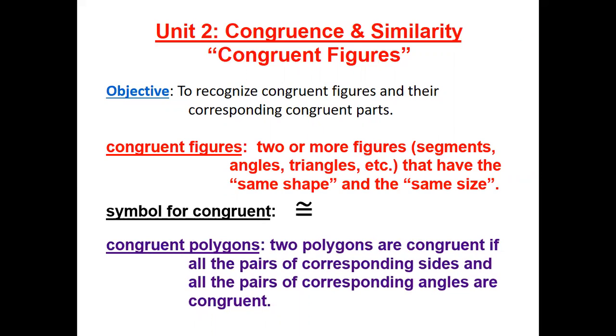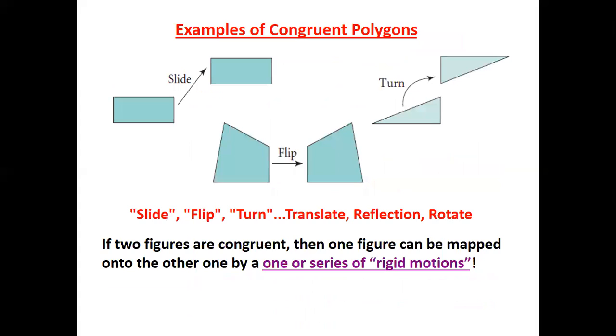Congruent polygons. Two polygons are congruent if all the pairs of corresponding sides and all the pairs of corresponding angles are congruent. So once all the pairs of corresponding sides are equal in length and all the pairs of corresponding angles are equal in measure, then we can say that the two figures are congruent.